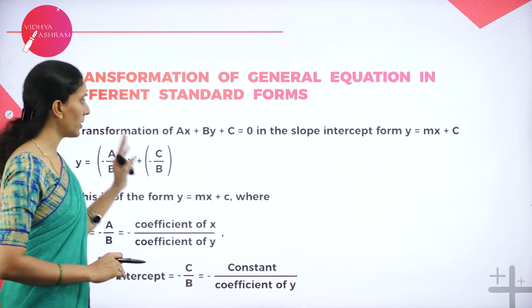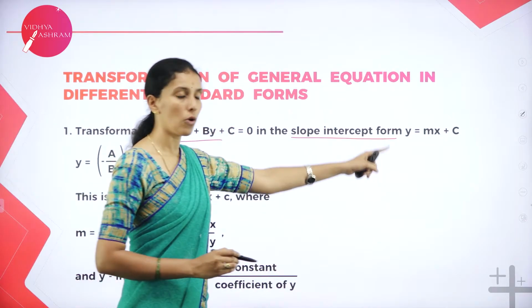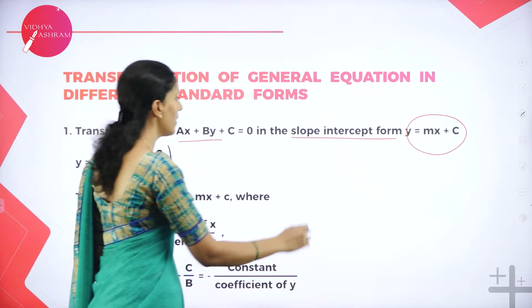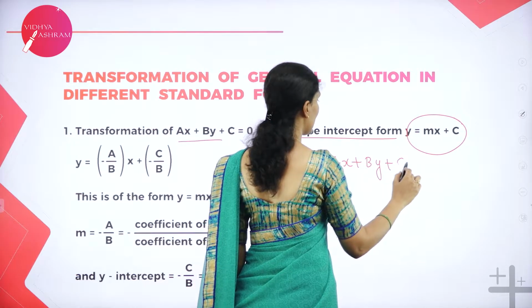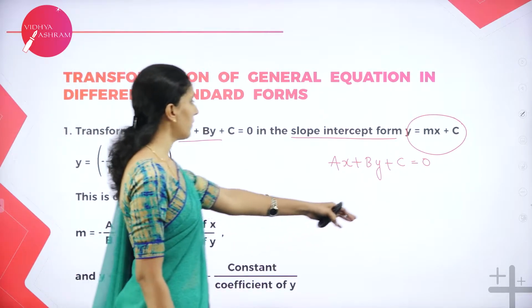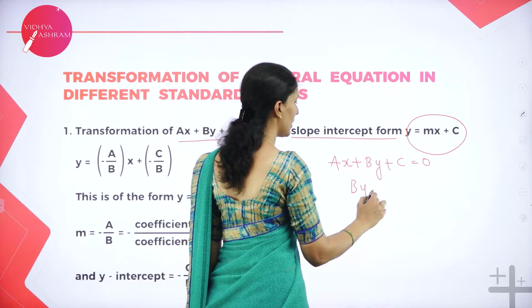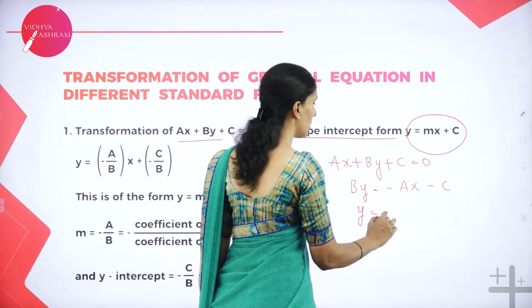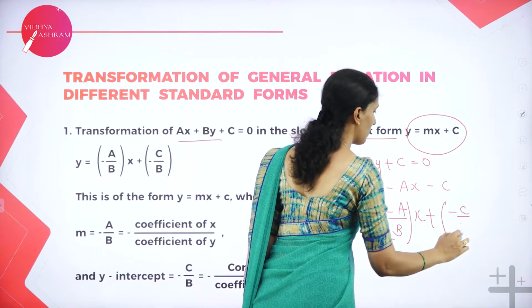Now the first transformation here is general equation into slope-intercept form. So this is our slope-intercept form: y is equal to mx plus c. How to convert it? So here we have ax plus by plus c is equal to 0. First, I will shift this into this form. How to shift? So by is equal to minus ax minus c. Divide with b, y is equal to minus a by b into x plus minus c by b.